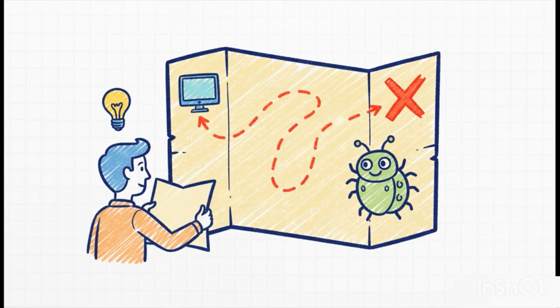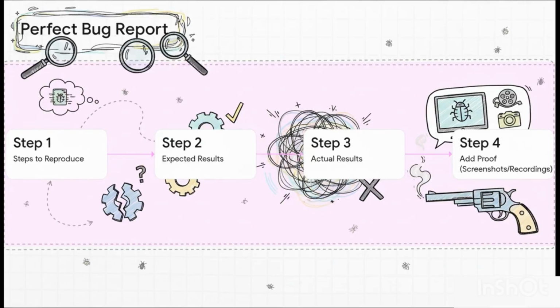Now, here's the thing. Just saying, hey, this thing is broken is completely useless. For a developer to even have a prayer of fixing it, they need a map to the scene of the crime. That map is the bug report. And trust me, its clarity can mean the difference between a quick fix and a bug that languishes for weeks. So what's in this perfect map?